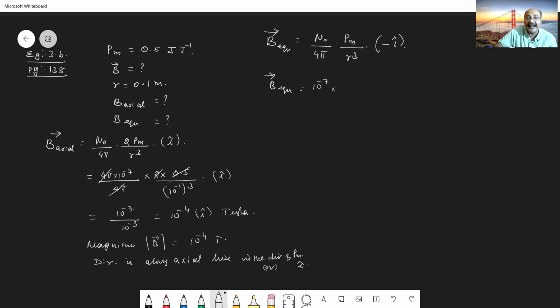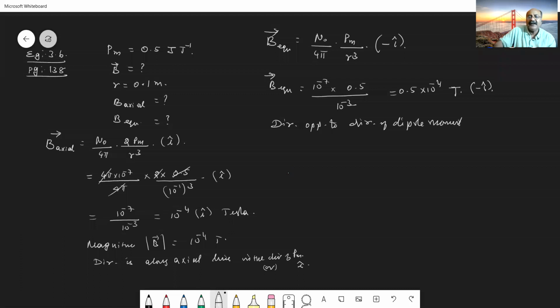What is the value of PM? It is 0.5, divided by R cube, which is 10 power minus 3. On simplifying, you will get 0.5 into 10 to the power of minus 4 Tesla in the minus I cap direction. So the direction is opposite to the direction of the dipole moment, that is minus of I cap. This is the answer. Hope you should have understood.